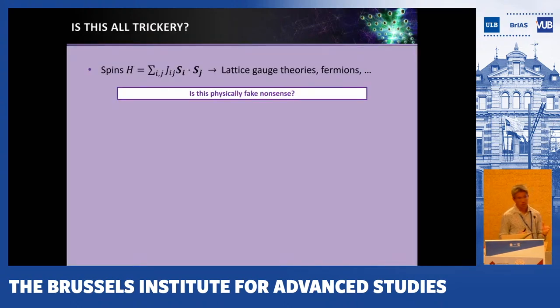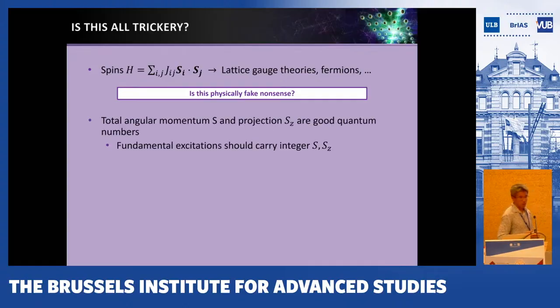Okay, so now if you're not familiar with this theory or you don't know the punchline yet, you should rightfully complain, right? Because I've taken this seemingly innocent spin model and I've dressed it up in this fancy, ridiculous language of lattice gauge theories and fermions and so on. So you might ask, is that just physically fake nonsense? And if you want to make that protest a little bit more precise, well, in the original spin model, I have this rotational invariance. So I know that total angular momentum of the system and its projection along z are good quantum numbers, and they should be integers, right?